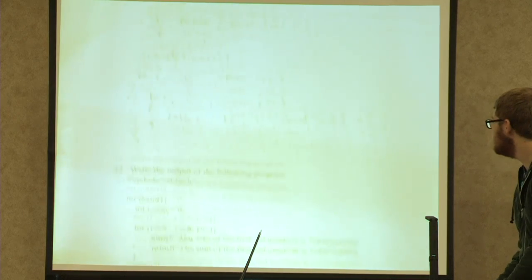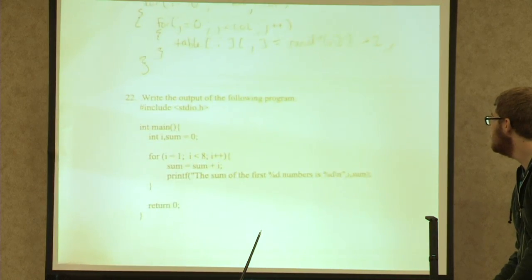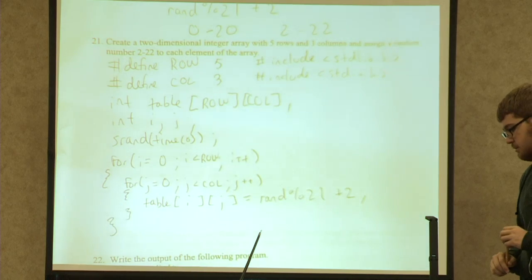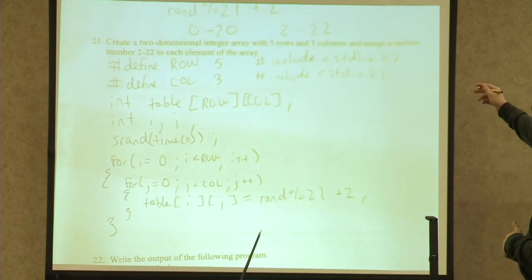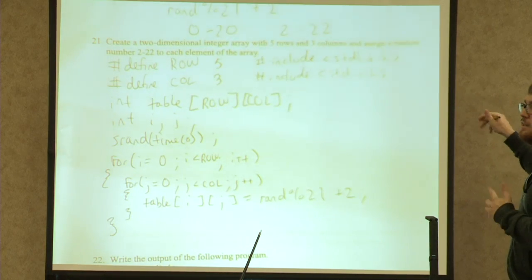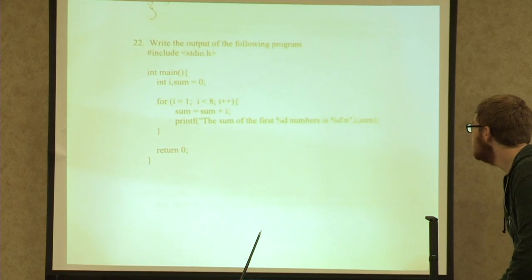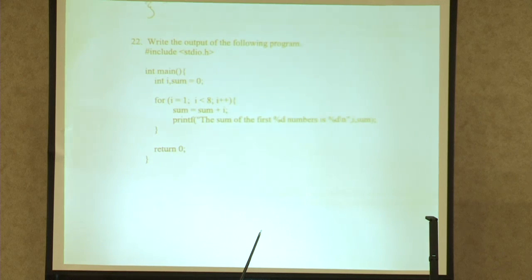Okay, the next one. This was just a code segment. If we were doing a full thing, yeah, I would have int main and return 0. Only thing I'm missing is int main and then return 0, pretty much. Okay. This is just seeing how well you could trace a for loop.